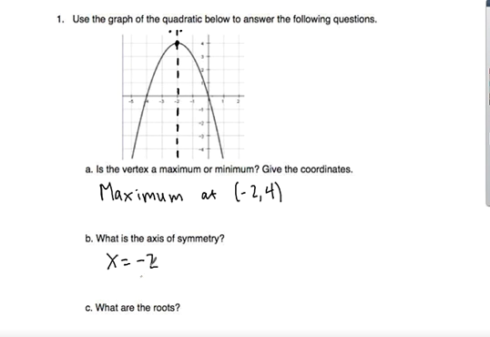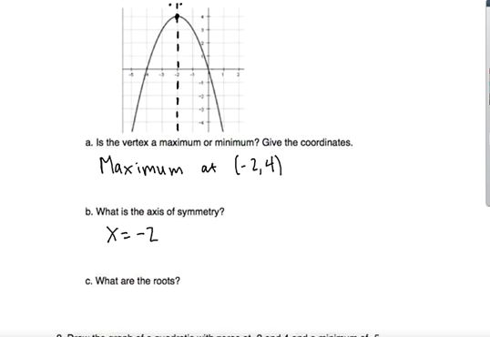Now remember, whenever you write a vertex, you want to write it as a coordinate because it is a point that's on the graph. And when you write an axis of symmetry, you want to write it as x equals whatever your x value is. The reason you write it as x equals is because it is the equation of the line of the axis of symmetry. And so part C asks you for what are the roots.